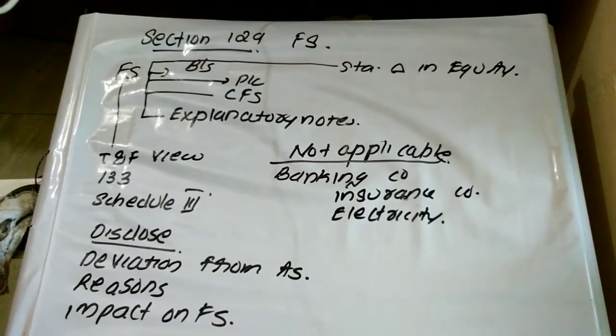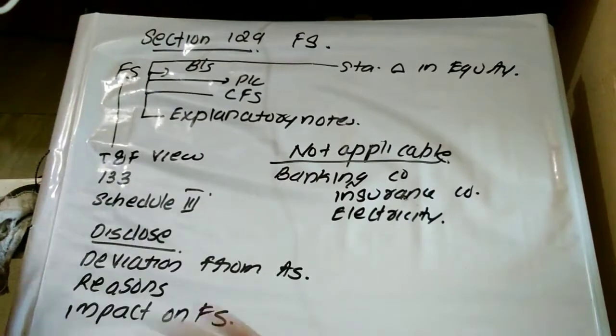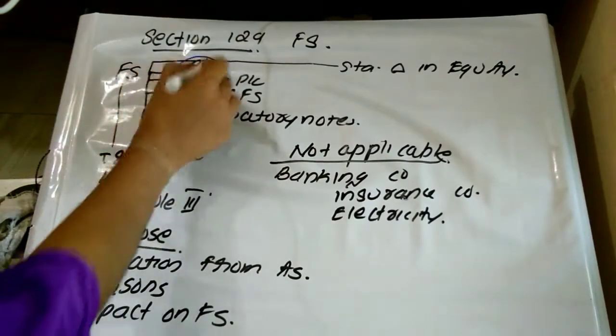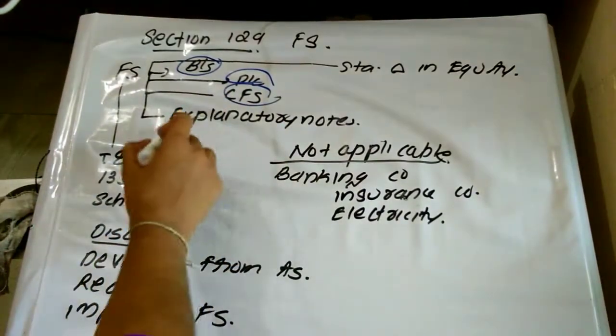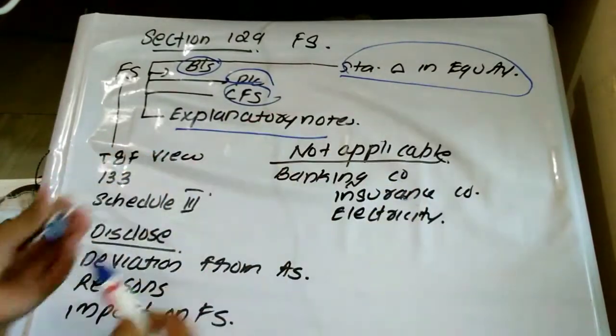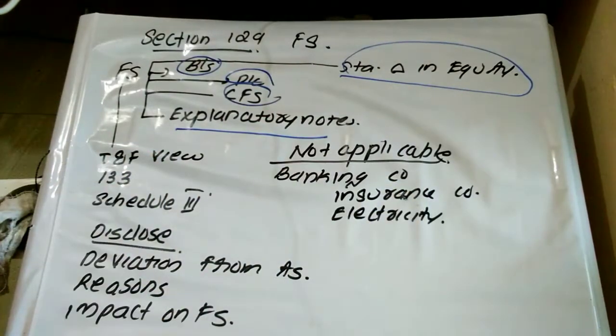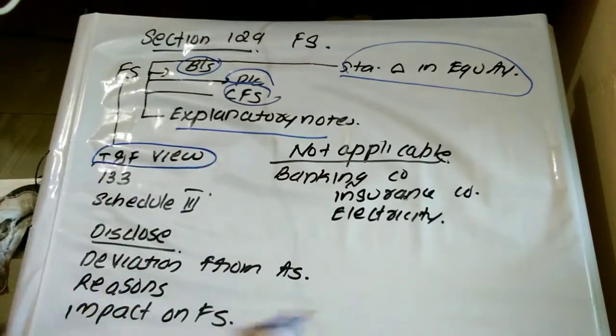Section 128: maintenance of books of accounts. Section 129: financial statements. Financial statements include what? Balance sheet, profit and loss account, consolidated financial statement, explanatory notes, statement of changes in equity. So what does a financial statement comprise? Every company is required to maintain financial statements that give a true and fair view of the state of affairs of the company.